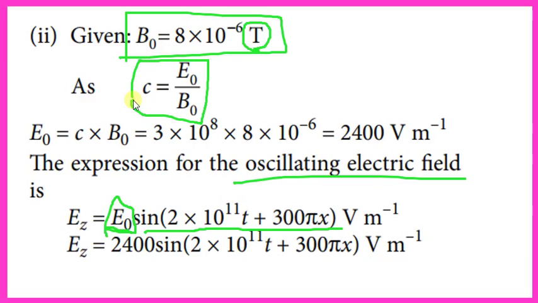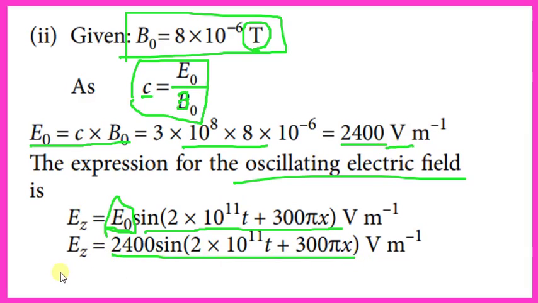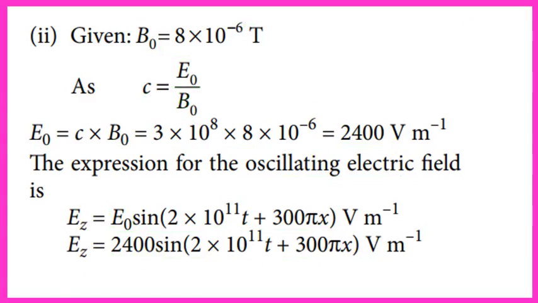I know this expression, C is E naught by B naught. C is the speed of light, E naught is the electric field, B naught is the magnetic field, and as we all know, B naught is 8 into 10 to the power minus 6. So E naught would be C into B naught. By multiplying these two, you will get 2400 volt per meter. By substituting this value here, you will get the oscillating electric field expression. Clear? I hope everyone has understood this problem.